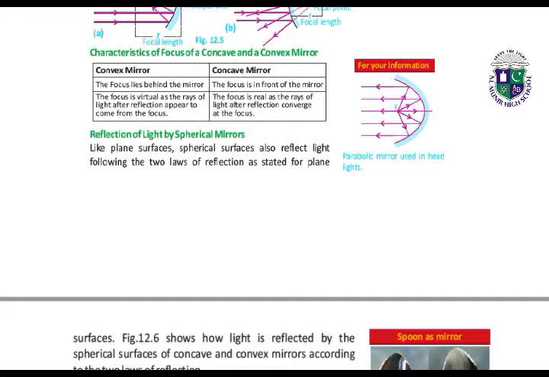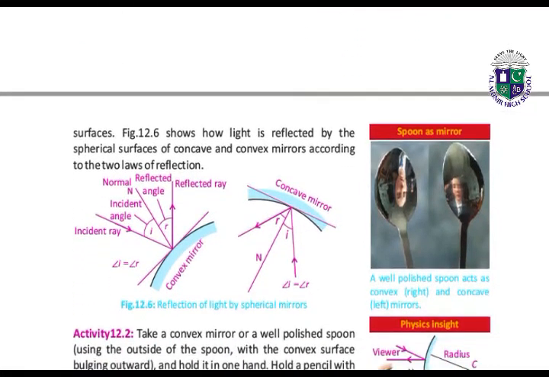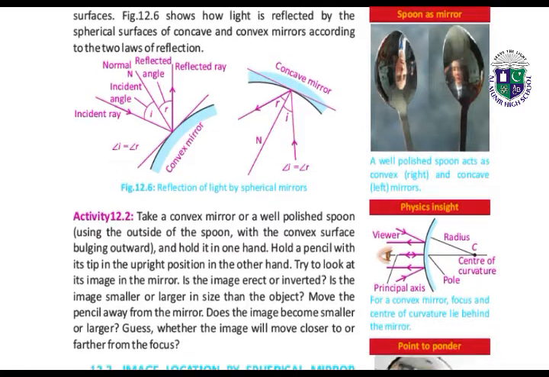Reflection of light by spherical mirrors. Spherical mirrors से reflection of light कैसे होती है? Like plane mirrors, spherical surfaces also reflect light, following the two laws of reflection. Figure 12.6 shows how light is reflected by spherical surfaces of concave and convex mirrors according to the two laws of reflection.